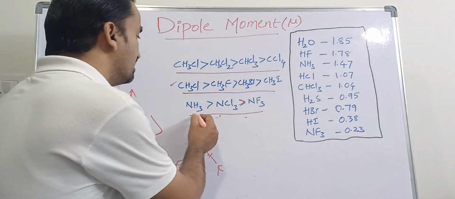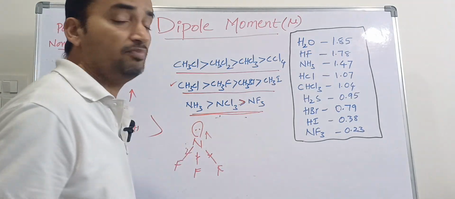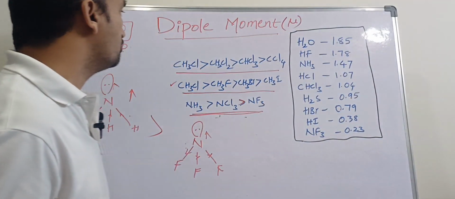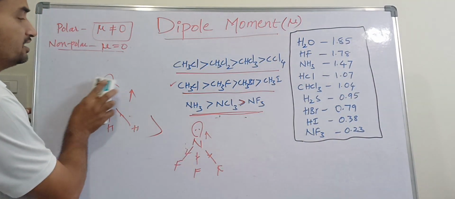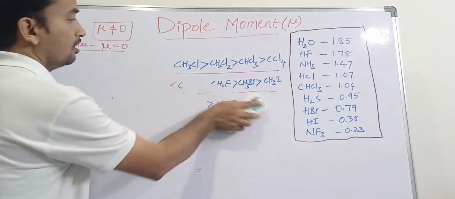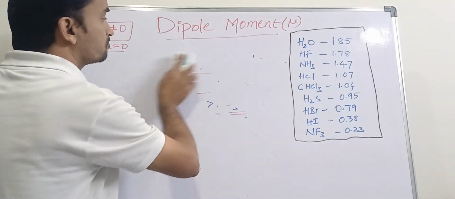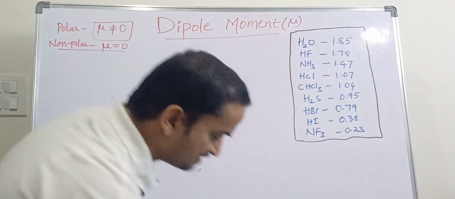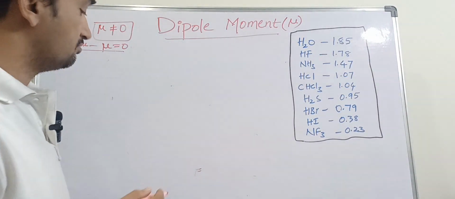So the order is NH3 greater than NCl3 followed by NF3. Okay, very important, beta. These are very important. You will compulsorily be asked one question on this. Okay, now we will see some more examples.